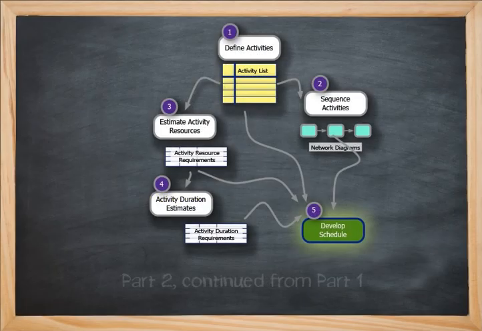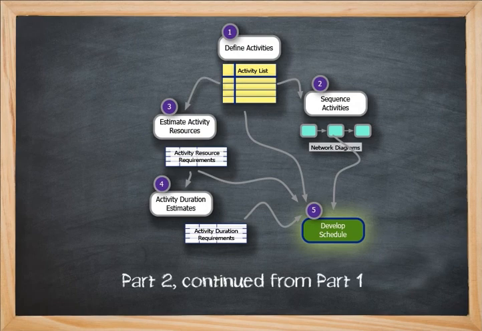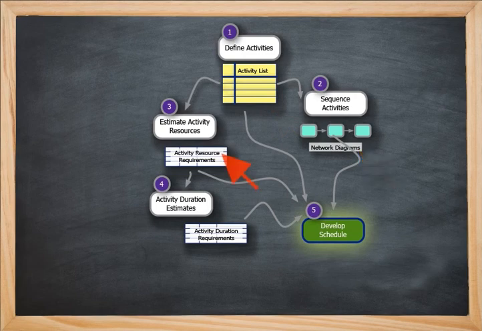And now the schedule development. All roads end up here. This is where the combination of the activity list, network diagrams, activity resource requirements, and activity duration requirements represent the inputs that together can develop your schedule. Finally, we'll gently cover development of the schedule.